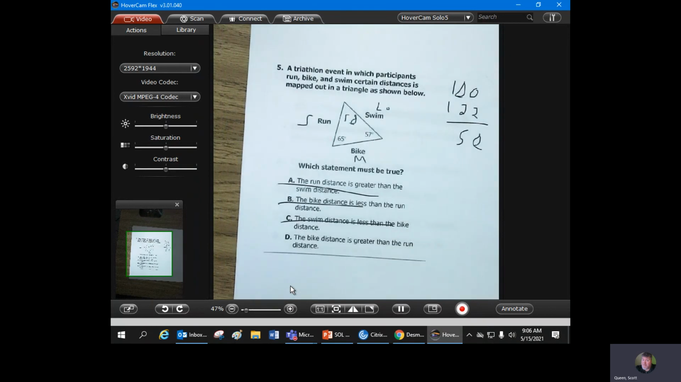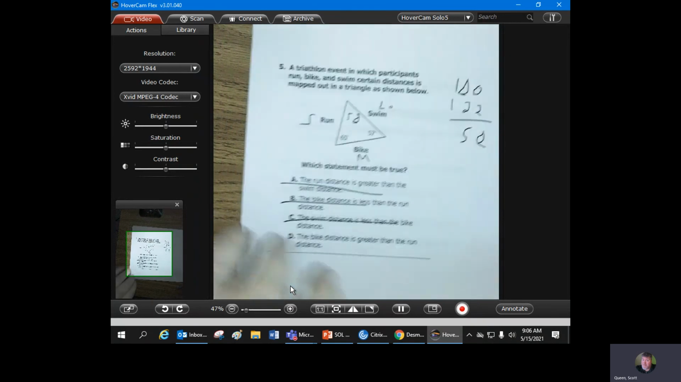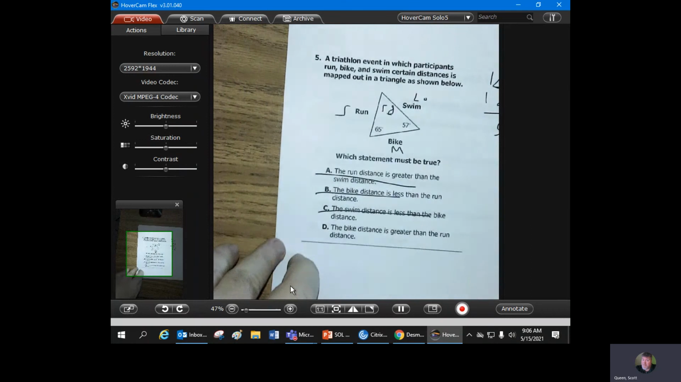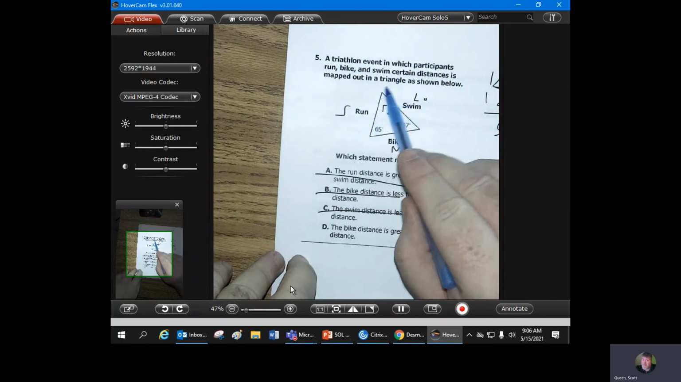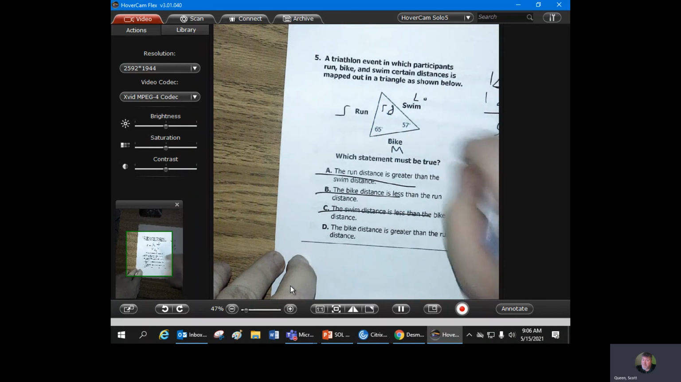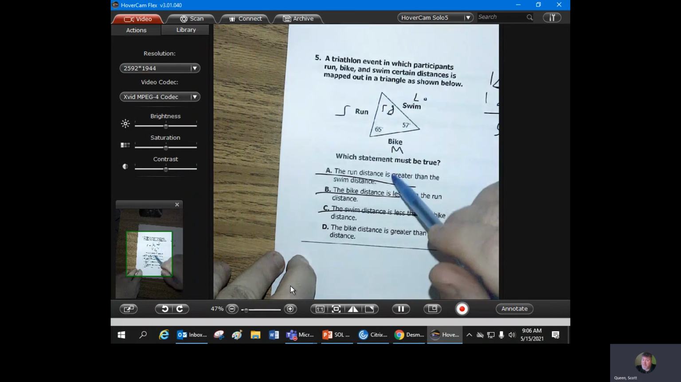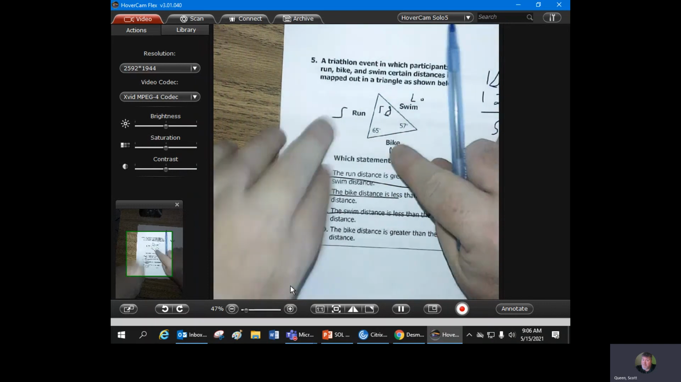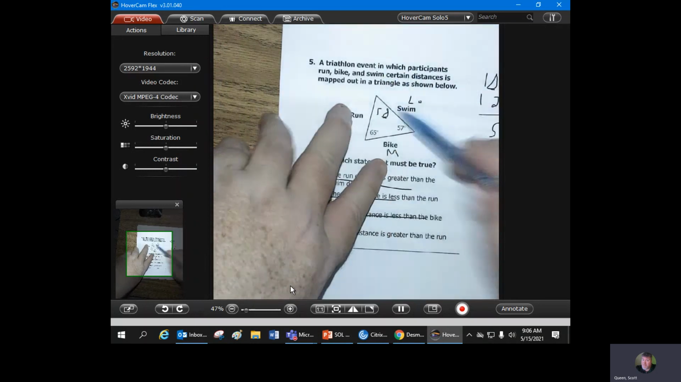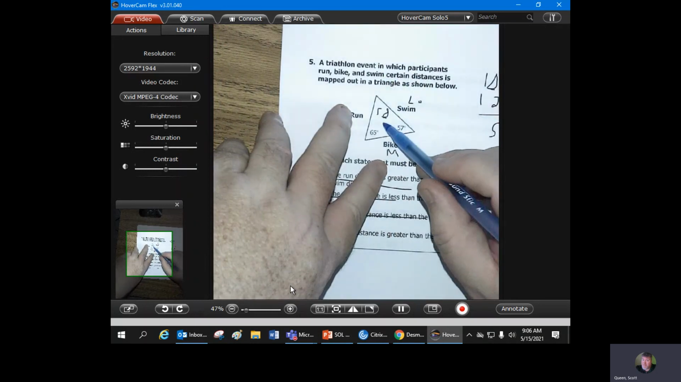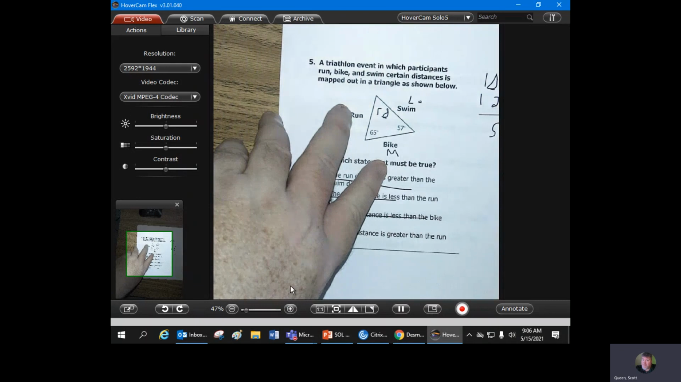All right. Triangle stuff. Love triangles. A triathlon event in which participants run, bike, and swim certain distances is mapped out in the triangle below. Okay, so which statement is true? Now, I know I marked mine up, but the first thing I saw when I looked at this problem was I got two angles and I don't have the third, but I can get that real easy, right?